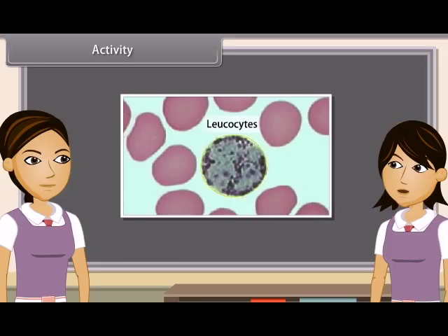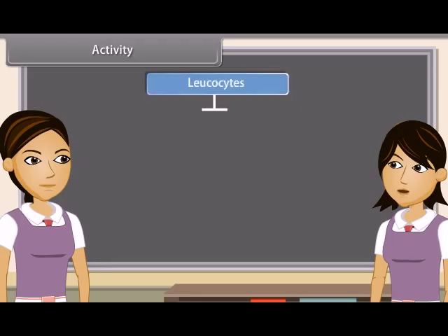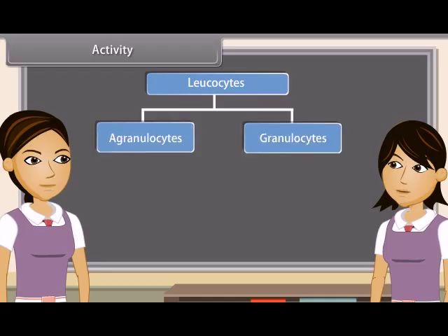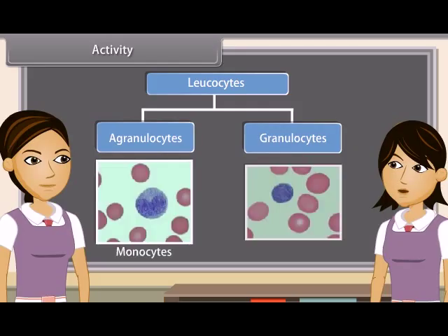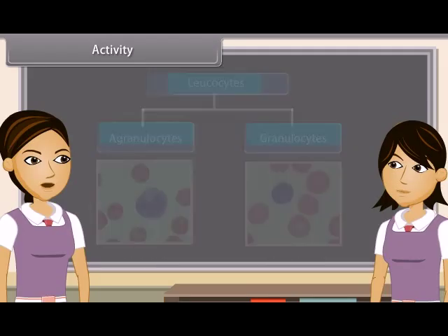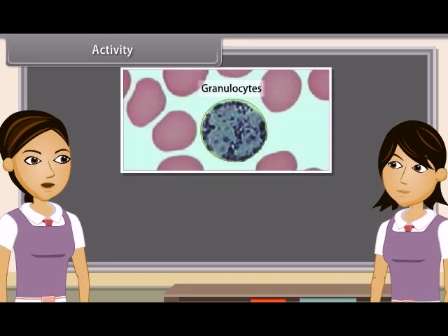Leukocytes are amoeboid, nucleated, and whitish. They are larger in size but less in number. They are of 2 types: agranulocytes, without granules and with a non-lobed nucleus. These are of 2 types, monocytes and lymphocytes. Granulocytes contain cytoplasmic granules and a lobed nucleus.